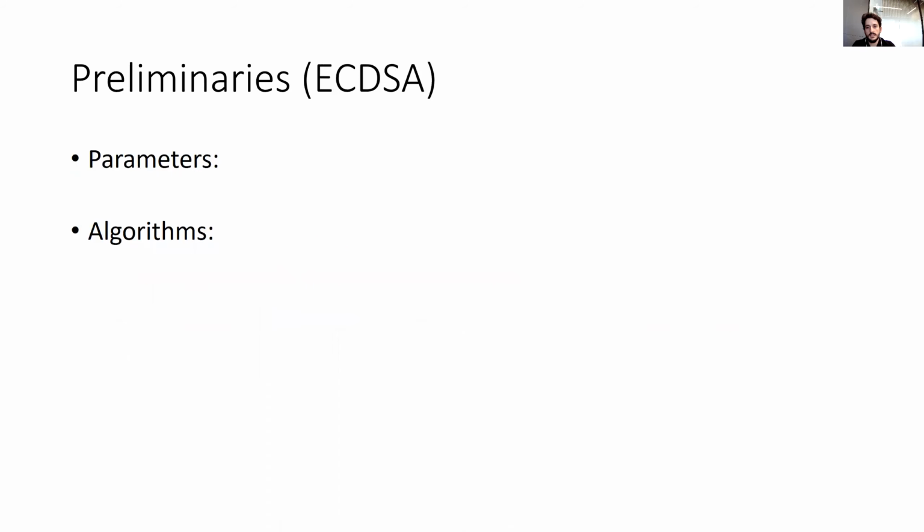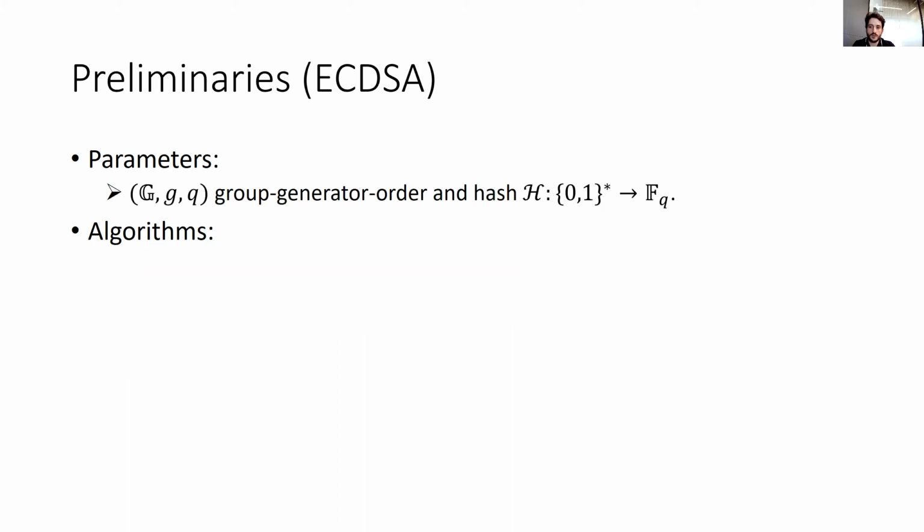Next, let me define ECDSA. ECDSA is parameterized by a group generator order tuple associated with the underlying elliptic curve and a collision-resistant hash function h. The private key is simply a random element x in F_q, and the corresponding public key is g to the x in the group.